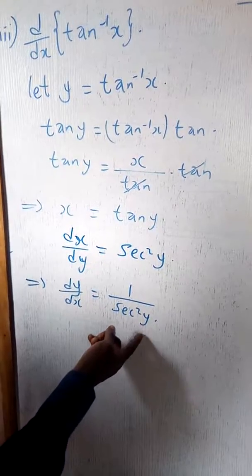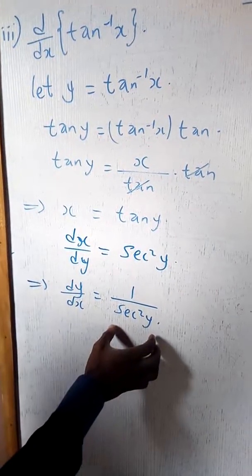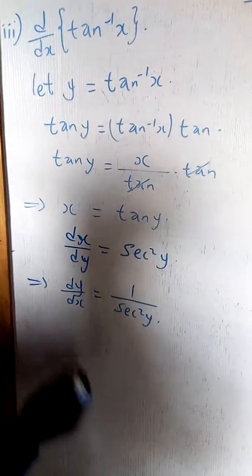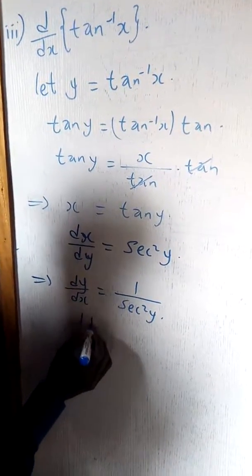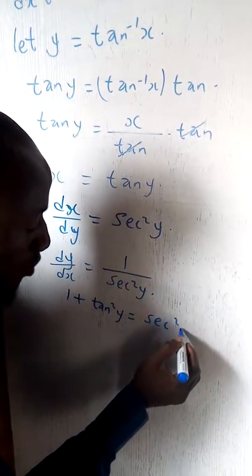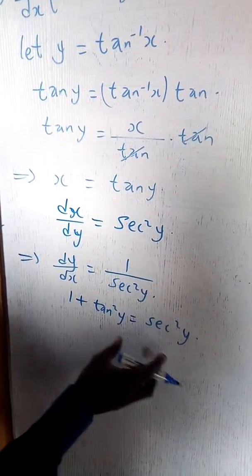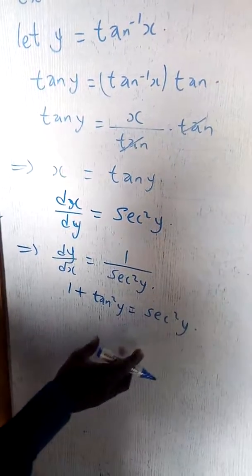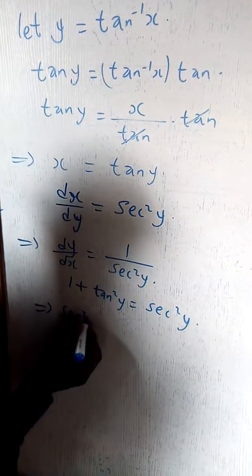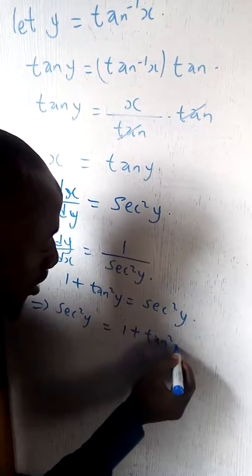But this y is an introduced variable, so we have to get rid of this y. How do we get rid of this y? There's a relation relating sec and tan together. That is 1 plus tan square y is going to give us sec square y from our trigonometry ratio, if you remember that. So sec square y can be replaced with 1 plus tan square y.